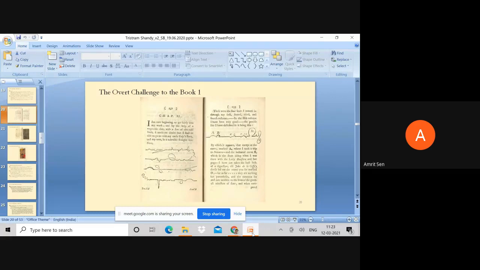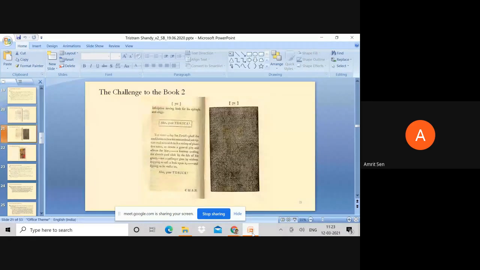And in drawing the graph of the digressions, he's drawing attention to his crafting of the plot, right? So challenging, once again, the notion of the plot. Now, once again, there are certain things where Sterne is challenging the very expressibility of language itself.